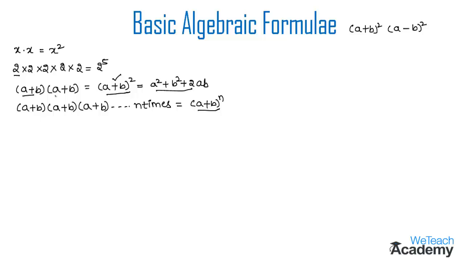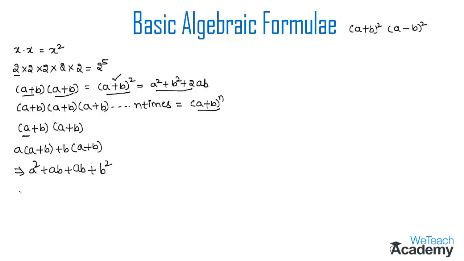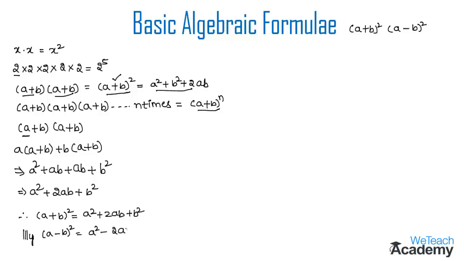Let me derive this formula just by multiplying a plus b 2 times. Now let us multiply a with the term a plus b, and again b with the group a plus b. By multiplying we get a square plus ab plus ab plus b square, and therefore this would come as a square plus 2ab plus b square. Hence we can conclude that a plus b whole square is equal to a square plus 2ab plus b square. Similarly, we can also derive the formula for a minus b whole square, which is nothing but a square minus 2ab plus b square.